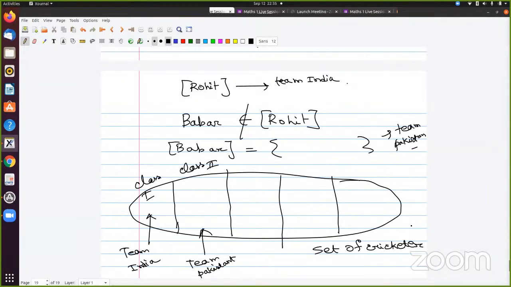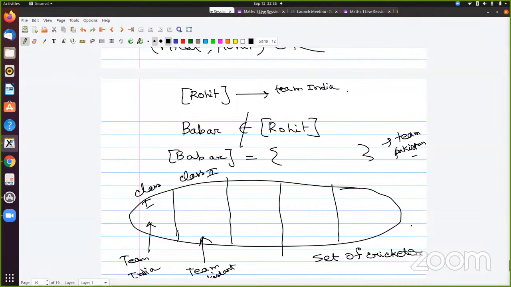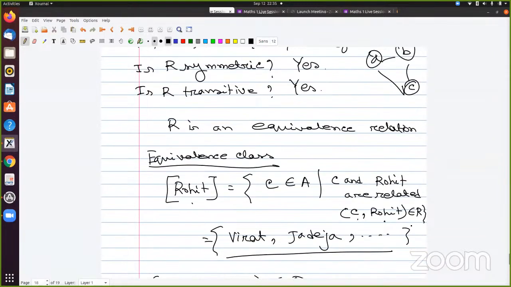Okay? You understand what an equivalence class is, you understand how it gives a partition, right? Yes, sir. So if you remember this example, I think this will be very clear to you.